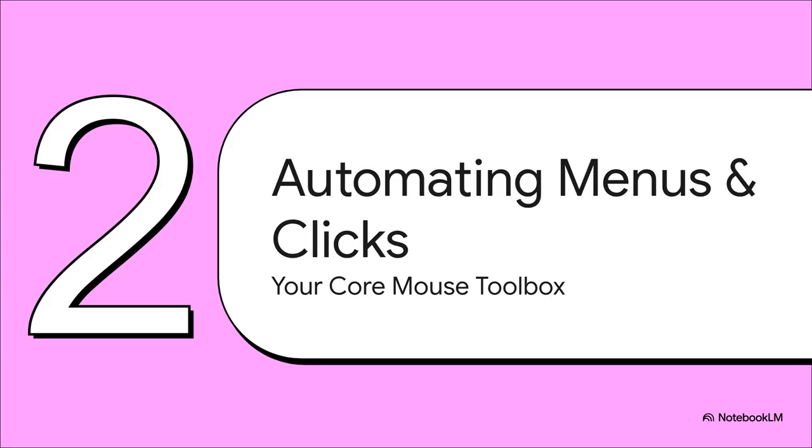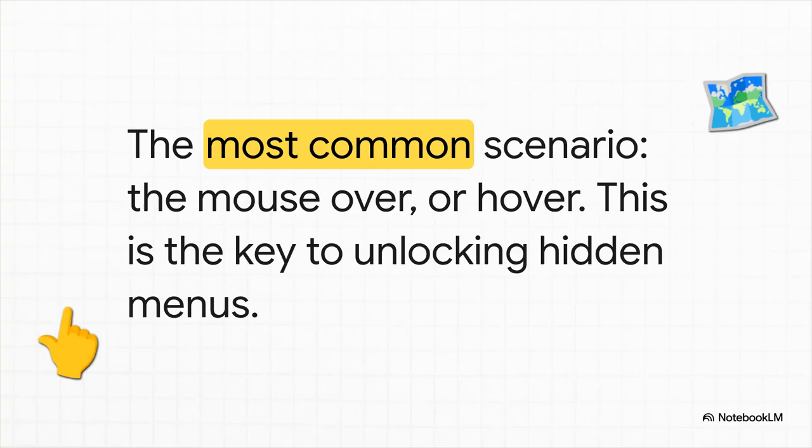Okay, theory's over. Let's get practical. We are now opening up the core toolbox. These are the actual methods you are going to be using day in and day out to automate these complex mouse gestures. And first up, the one you'll probably use the most, the mouse over or hover. This is the key that unlocks all those hidden menus.